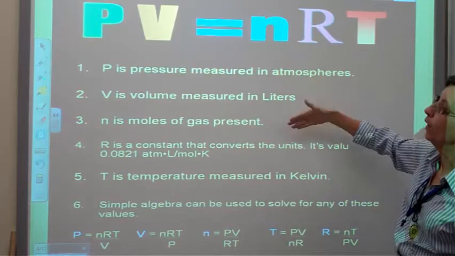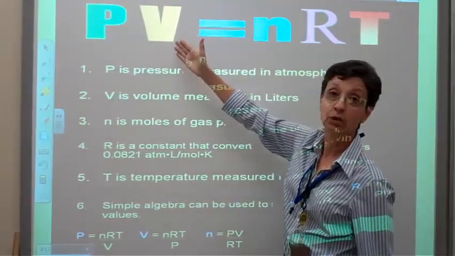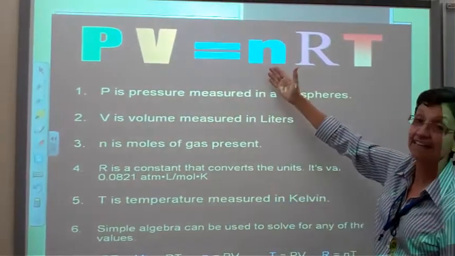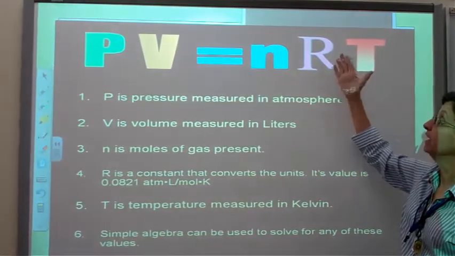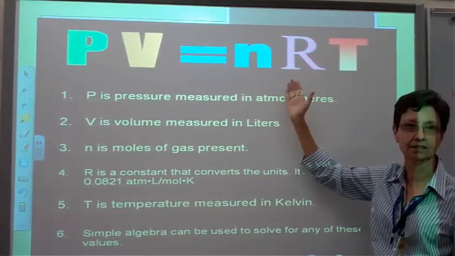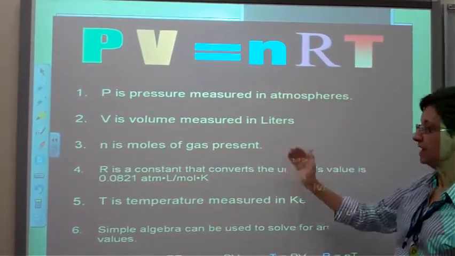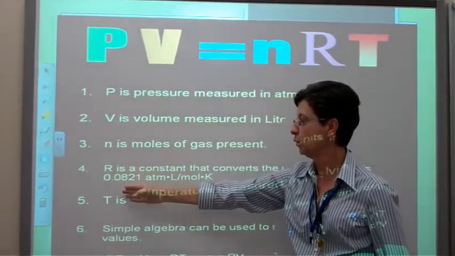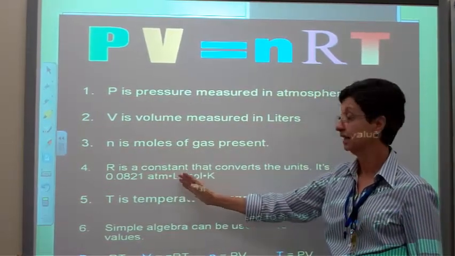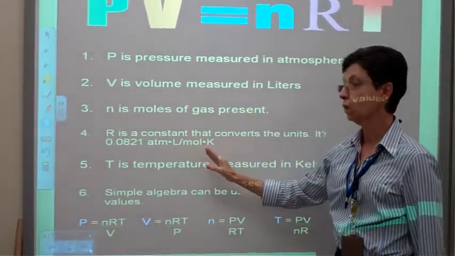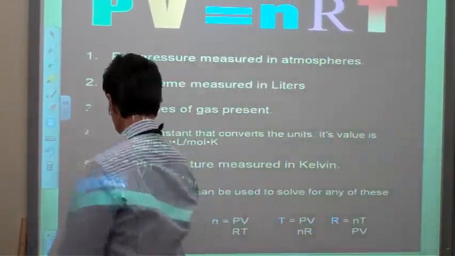So what does this mean? P means pressure. V equals volume. n equals moles. T equals temperature. And R is a constant. And I'm going to show you how that constant is derived. The R constant is equal to 0.0821 atmospheres liters over moles K. And I'm going to show you how that works.